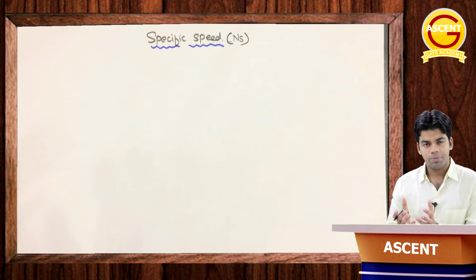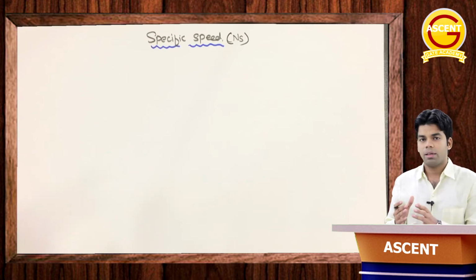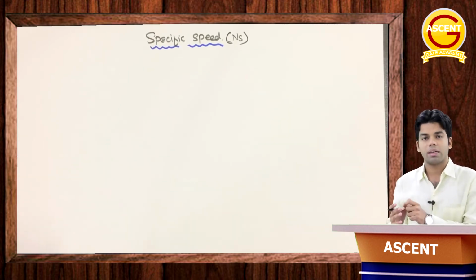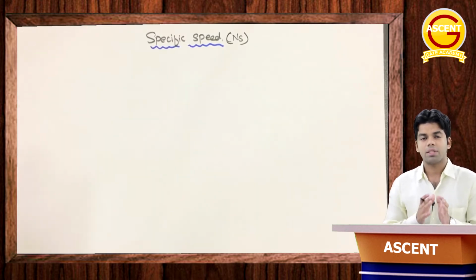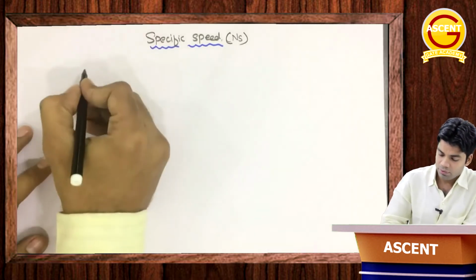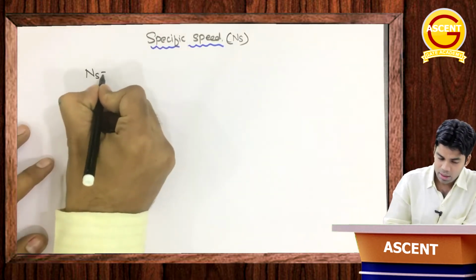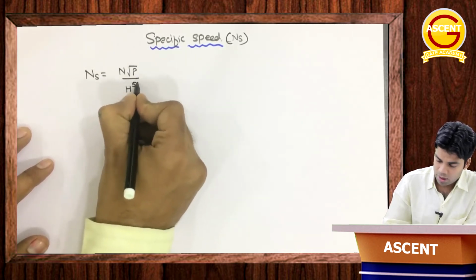such that it is developing unit power, 1 kilowatt power, under 1 meter of head, then the speed of that geometrically similar turbine is nothing but specific speed. Okay, speed of the geometrically similar turbine which develops unit power under unit head. So how can we define this? This is specific speed Ns is equal to N root P upon H raised power 5 by 4.